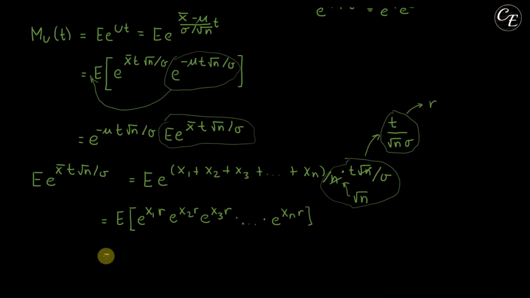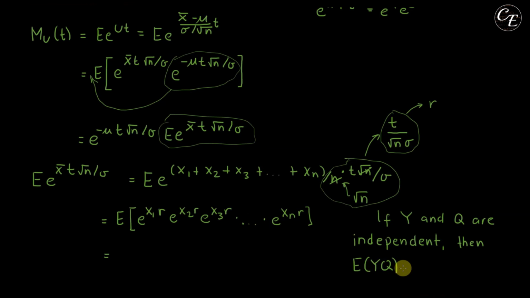And now if we have two random variables, let's say, let us use the random variables y and q, and if they are independent of each other, then the expectation of their product y times q is equal to the product of their expectations. So we have the expectation of y and the expectation of q.